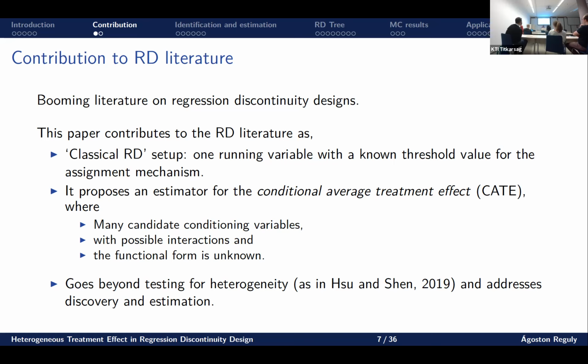Now, there is a great paper by Su and Chen who propose a test for heterogeneity, whether there is additional heterogeneity in the treatment effect or not, but it does not address the question of, hey, there is heterogeneity, but from which sources this heterogeneity is coming from.